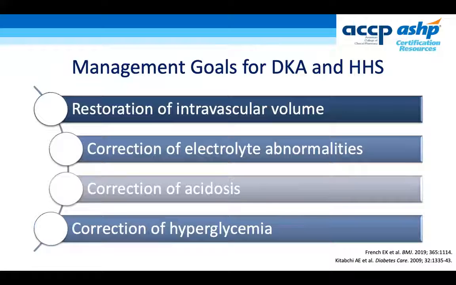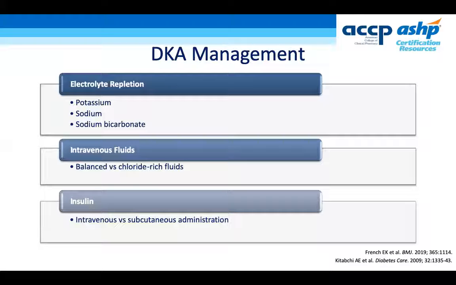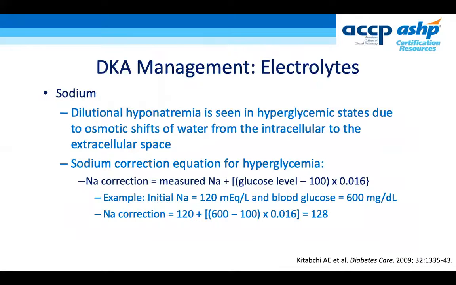Our management goals for DKA and HHS are to restore intravascular volume, correct electrolyte abnormalities, correct acidosis, and correct hyperglycemia. To achieve those goals, management is really composed of three key therapies. Electrolyte repletion is important, the use of intravenous fluids or volume resuscitation, and then the use of insulin. And we'll talk more about each of these over the next few slides.